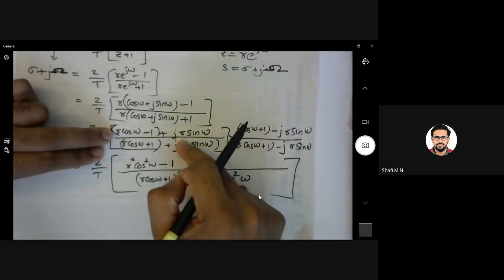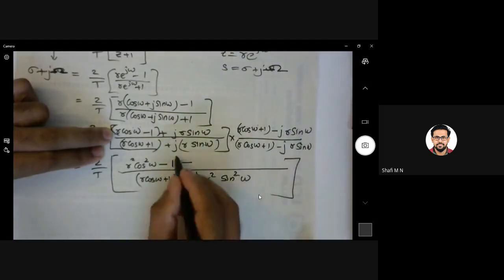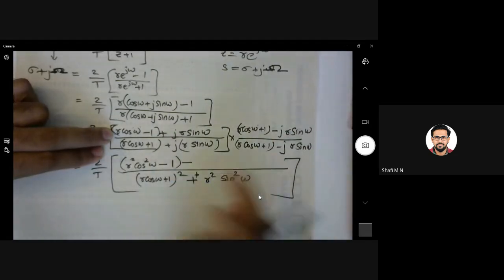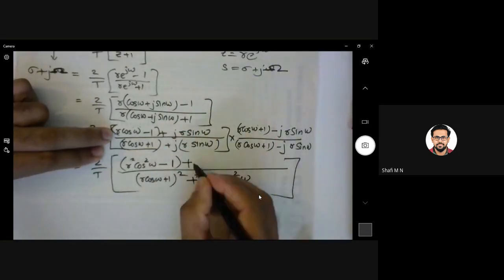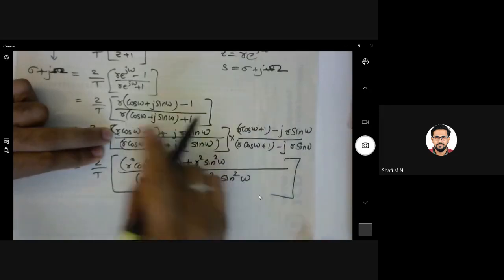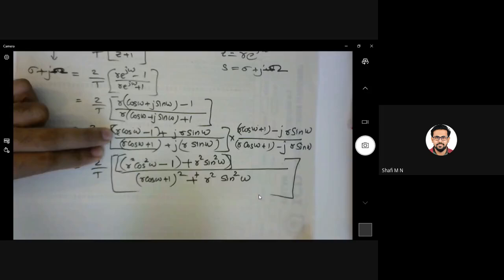So j plus into minus, you will have minus, right? This term minus. J into j square, that will become plus. Then you have r sine omega into r sine omega. So this will be r square sine square omega. This is the real part of the total numerator.